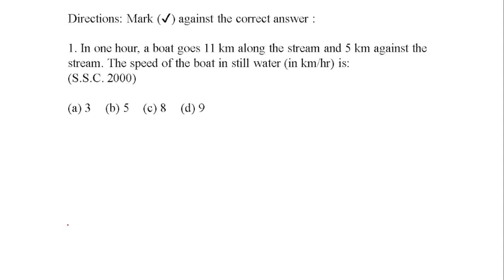First question: in 1 hour, a boat goes 11 kilometer along with the stream. This is 11 kilometer along with the stream, that is you are going with the flow, that means downstream. 5 kilometers against the stream, it means you are going opposite to the flow, that is known as upstream. So here downstream is given as 11 kilometer in 1 hour, so that is 11 kilometer per hour, and upstream he is moving 5 kilometer per hour.